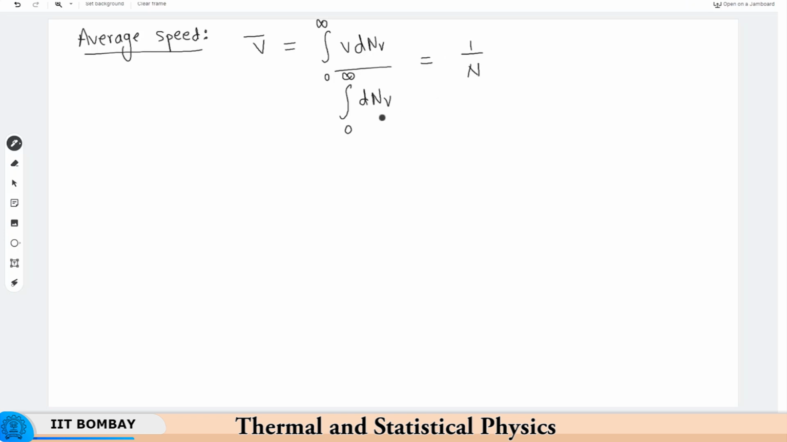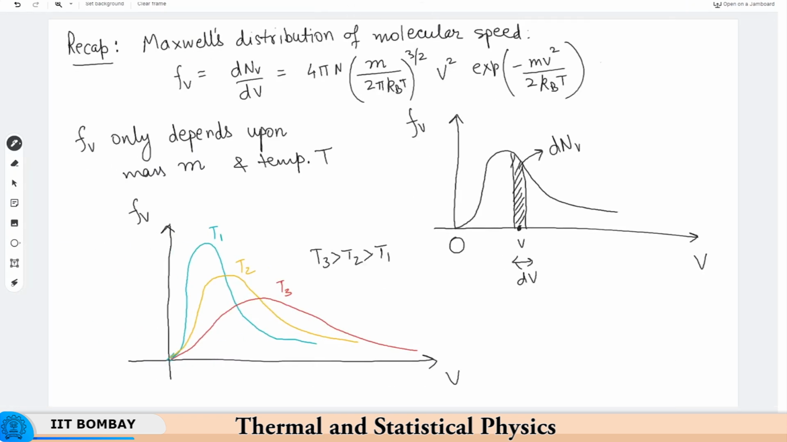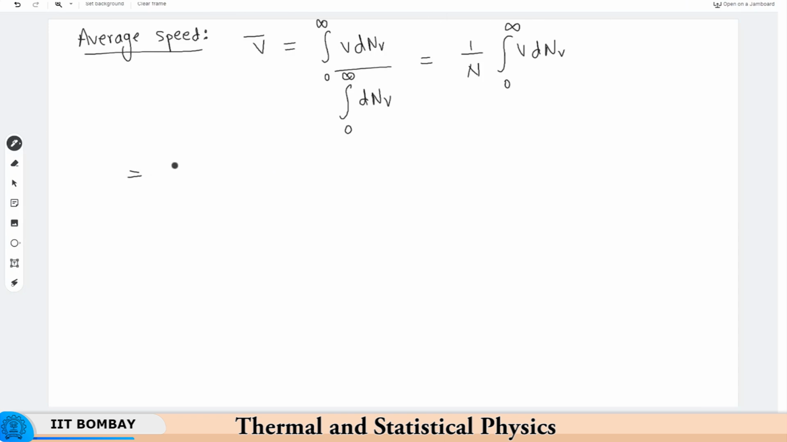The denominator just becomes 1 by N, where N is the total number of gas molecules, and the integral becomes 0 to infinity of v dn_v. All we will now do is substitute the value of dn_v from this expression. Maybe I can write that again. So v average is 1 by N, you substitute dn_v here, and we are left with 4 pi, which I can take out of the integral already.